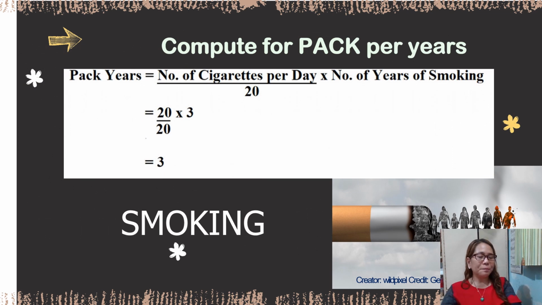So, to compute for pack per years, for the smokers, okay, to compute it, you have to get the number of cigarettes per day times number of years of smoking, okay, then divided by 20. So, halimbawa, sinabi ni patient, nagsismoke siya ng 20 cigarettes per day or 20 sticks per day. So, naka 3 years na siya na nag-i-smoke. And then, 20 times 3, so that is 60 divided by 20. So, meaning, nakakapag-smoke si client ng 3 pack-years. Okay.